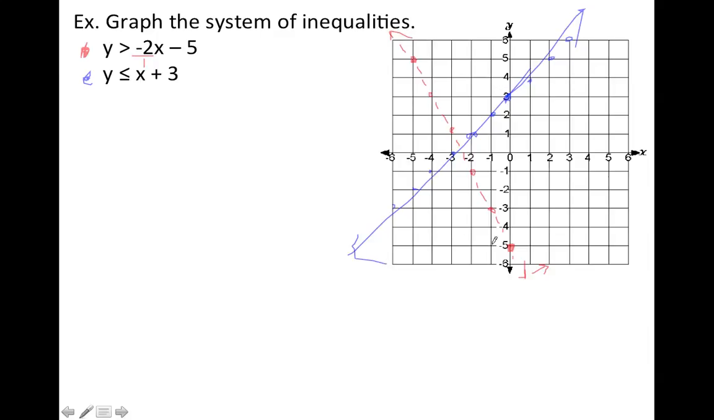Okay, then we have to figure out where to shade. So by plugging 0, 0 again, is 0 less than 3? Yes, so we will shade the region toward that point. So when we go to shade this, it has to be above or to the right of our red line and below our blue line. So we'll just shade this region here.